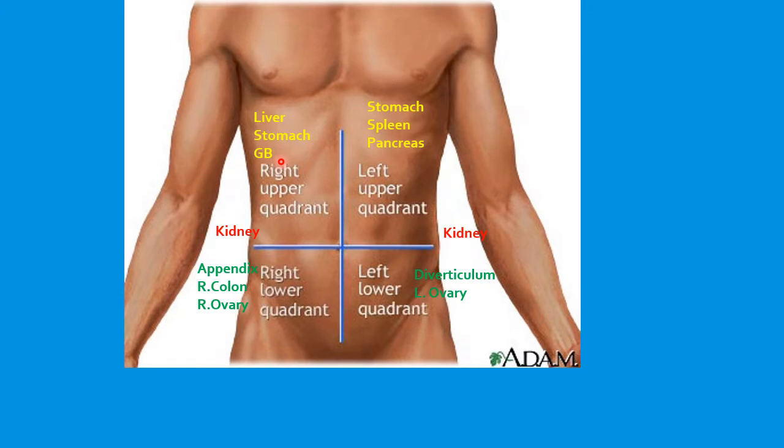And in the left upper quadrant is the stomach, spleen, and the pancreas. The right lower quadrant has the appendix, right colon, and right ovary in females. And in the left lower quadrant, you have the colonic diverticula and the left ovary in females. It also carries your descending and sigmoid colons in the left lower quadrant. The kidneys, on the other hand, occupy both the upper and lower quadrants on either side, right and left.